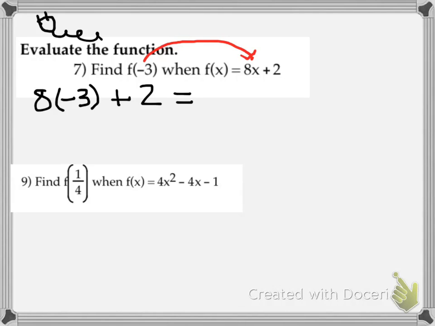So it's a simple order of operations problem. 8 times negative 3, negative 24 plus 2, which is what? Negative 22. So there's my answer there. That's the answer for that problem.